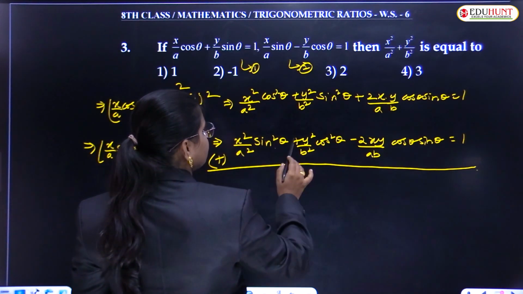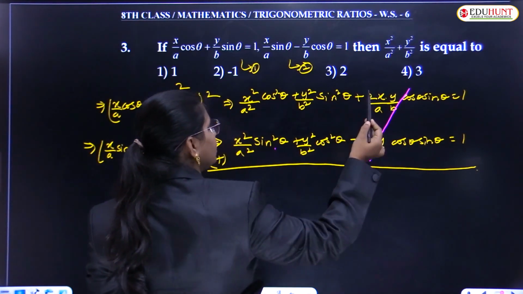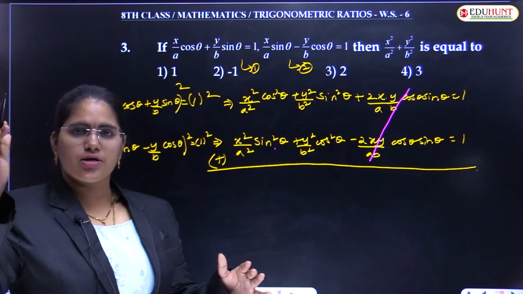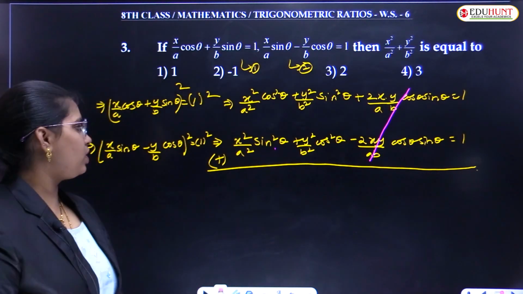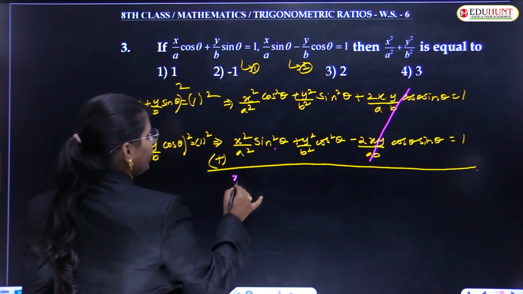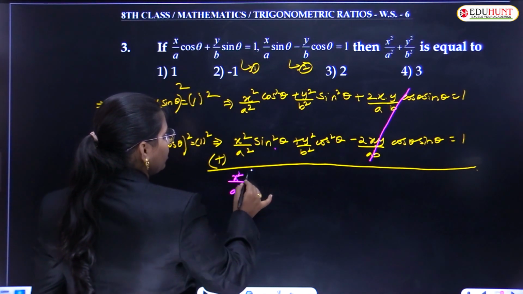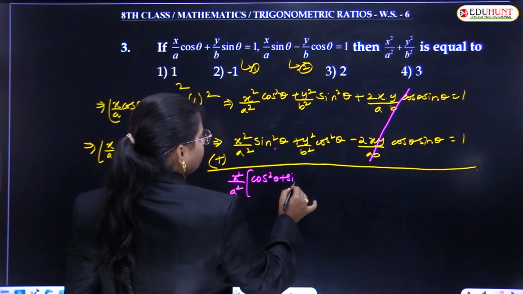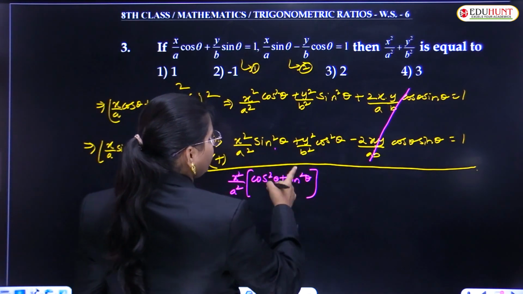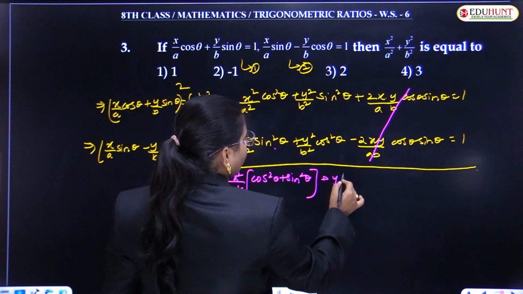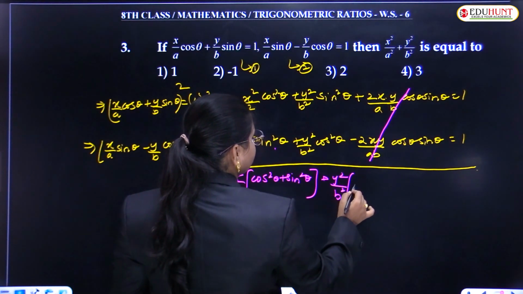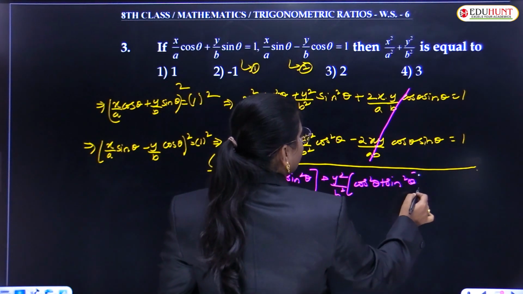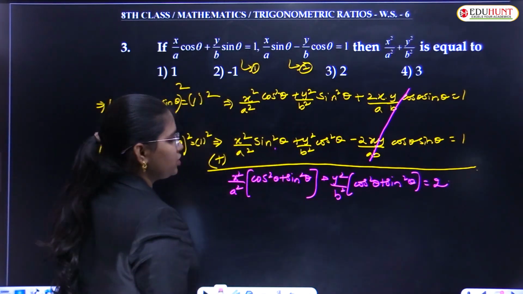Are any terms getting cancelled? I will just add both equations. The 2xy by ab cos theta sin theta terms are getting cancelled. So I will be left with x square by a square common. What will be left? Cos square theta plus sin square theta, and this is y square by b square, cos square theta plus sin square theta. 1 plus 1 is equal to 2.